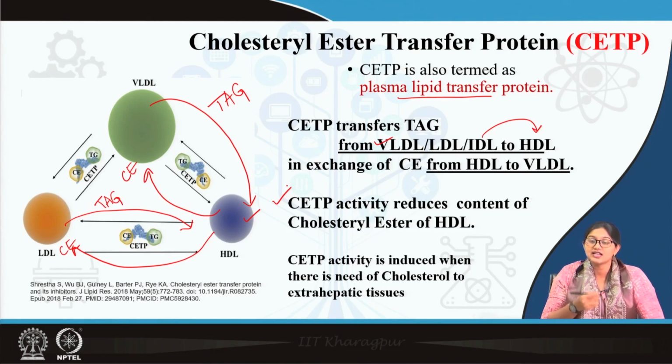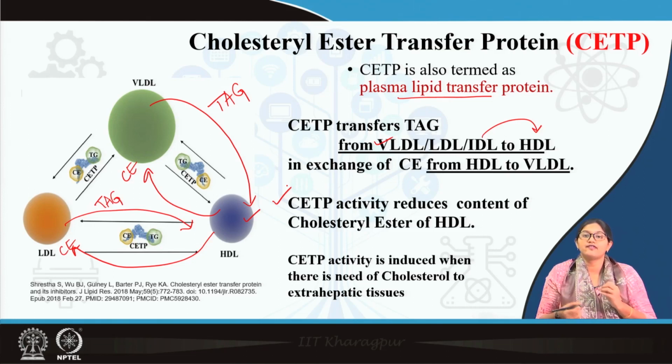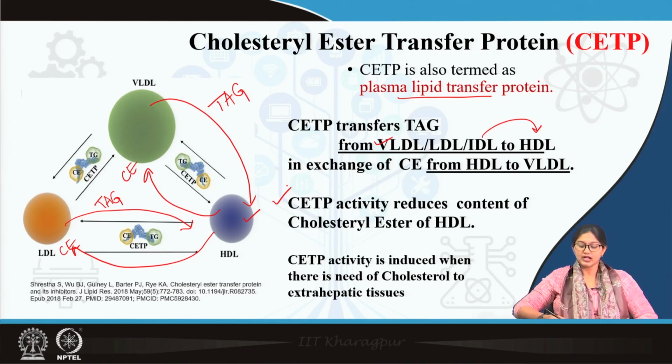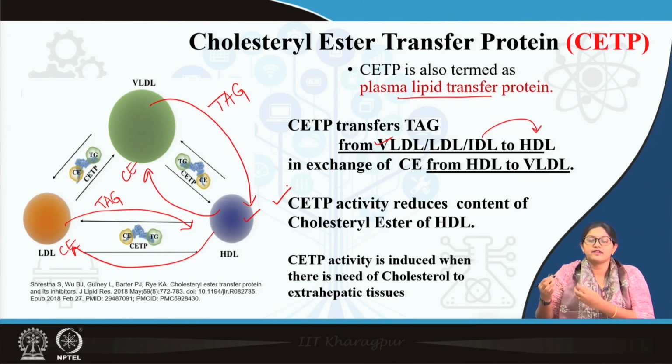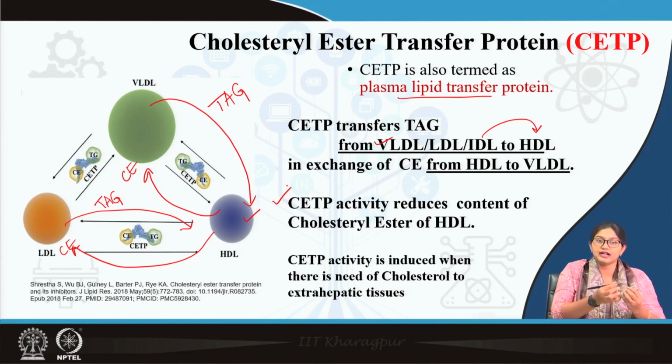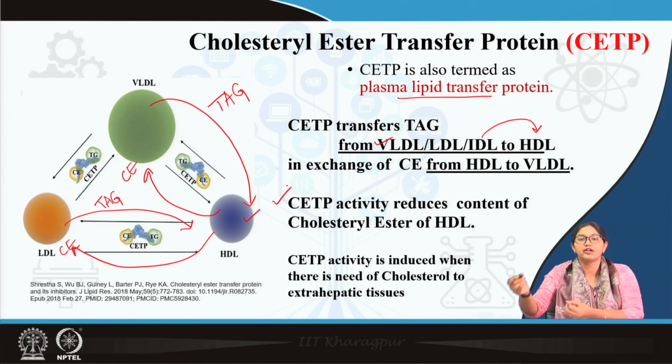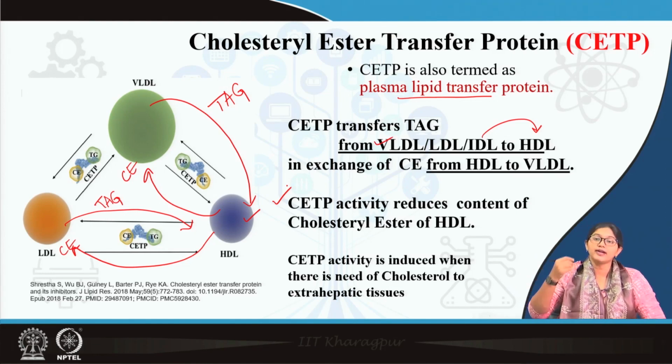So, basically you can see that CETP can influence the function of LCAT. The more CETP acts, the more cholesterol ester is reduced from HDL, and the more LCAT is activated to convert cholesterol to cholesterol ester. Now, when CETP activity is induced, it transfers the cholesterol ester from HDL to VLDL or LDL, and they transfer it to the extrahepatic tissue. So, the requirement of cholesterol in extrahepatic tissue induces CETP to transfer more cholesterol to the extrahepatic tissue.